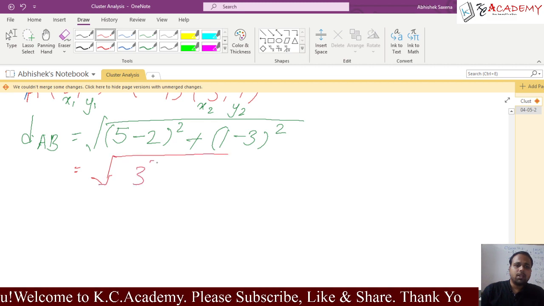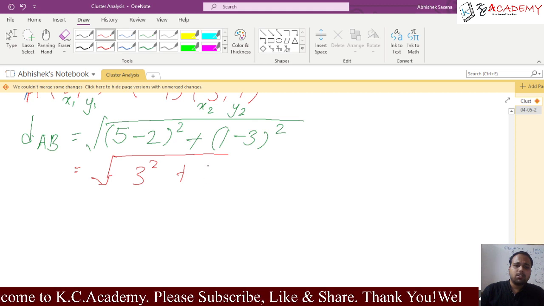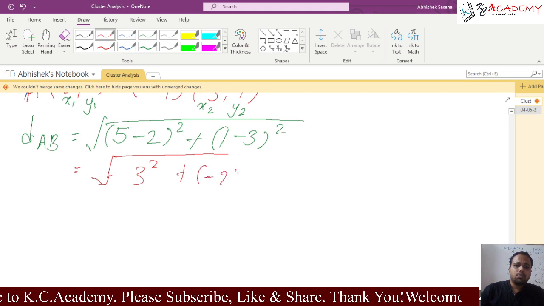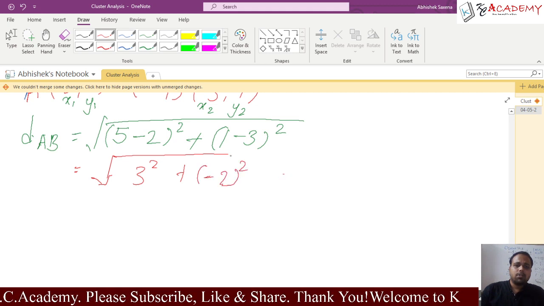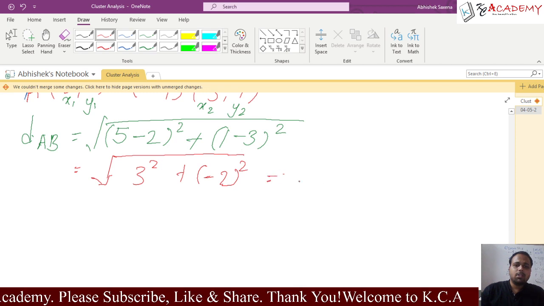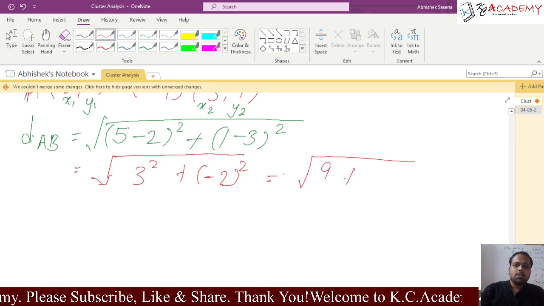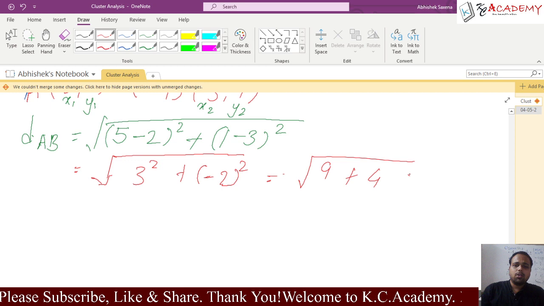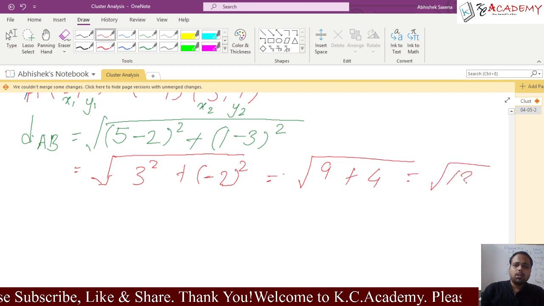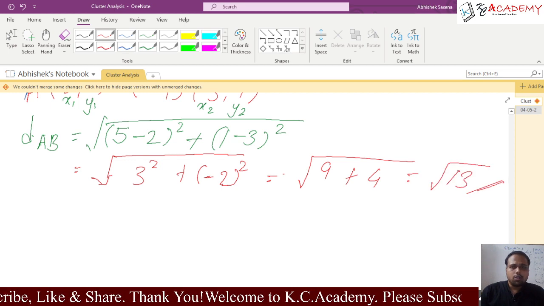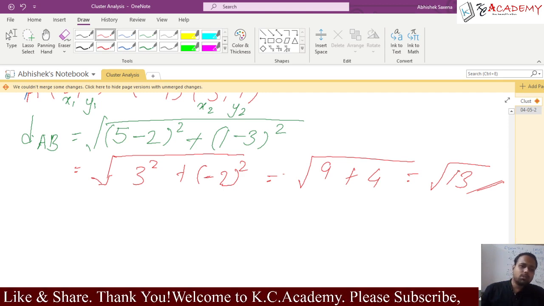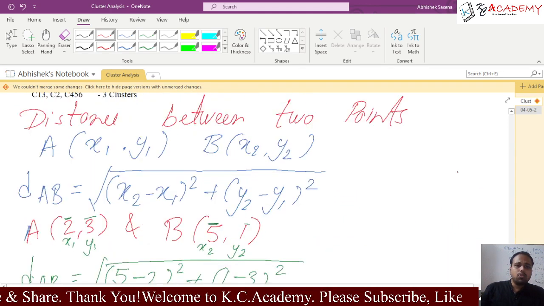3 square plus 1 minus 2, that is minus 2 square. So if you solve further, that will be 3 square, that is 9. Minus 2 square is 4, that is under root 13. Okay, under root 13. You can solve this under root 13 using a calculator, no need for more explanation. So you understood how to find the distance.